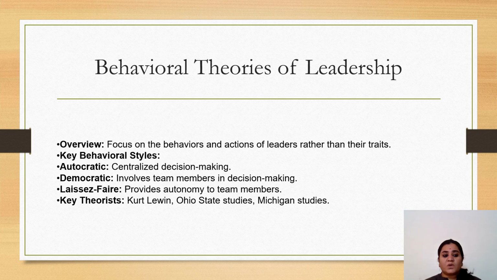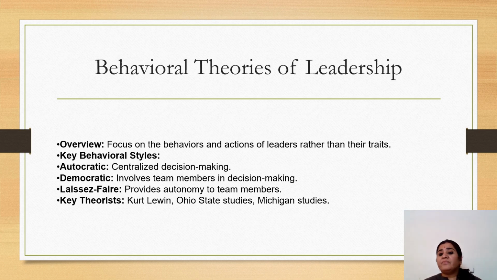The first one is autocratic. Autocratic leaders make decisions independently, with little input from team members, which can lead to quick decisions but may decrease morale also. Then we have democratic leaders. These types of leaders involve team members in decision making and they encourage participation and collaboration. This tends to increase engagement but slows down decision making.